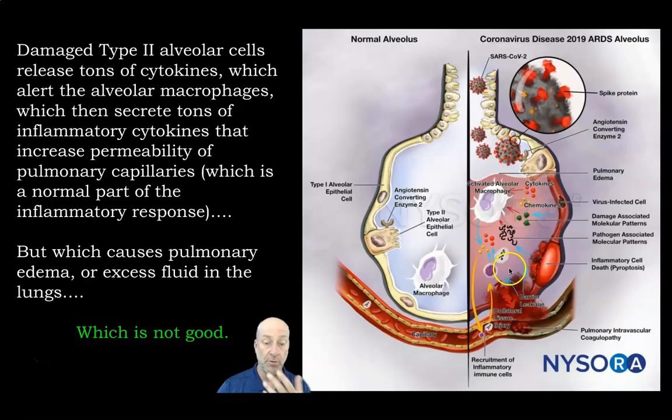And so this alveolar macrophage is not going to sit around. It's going to realize you've got damaged type 2 and type 1 alveolar cells. It's going to get to work. What do macrophages do? Oh boy. They release tons and tons of inflammatory cytokines: histamines, bradykinin, prostaglandins, leukotrienes. Oh boy.